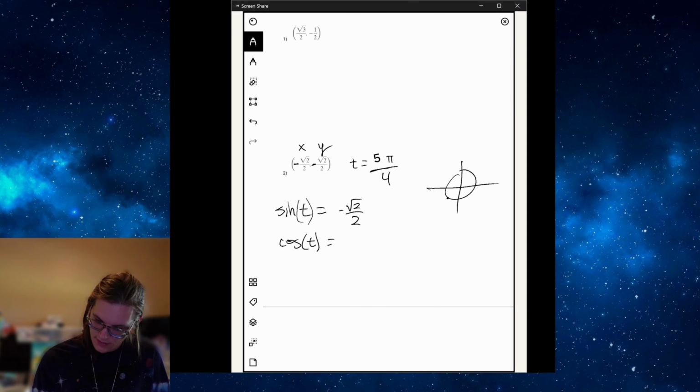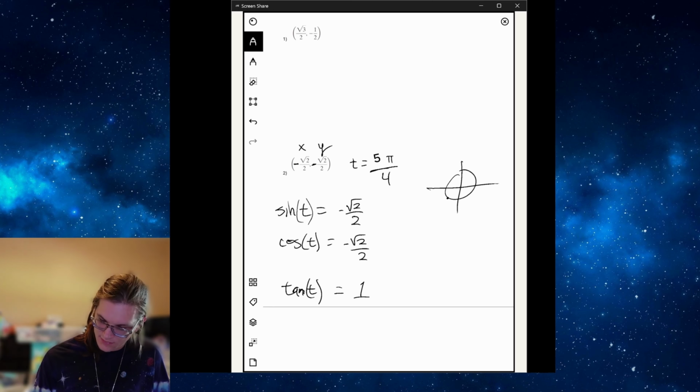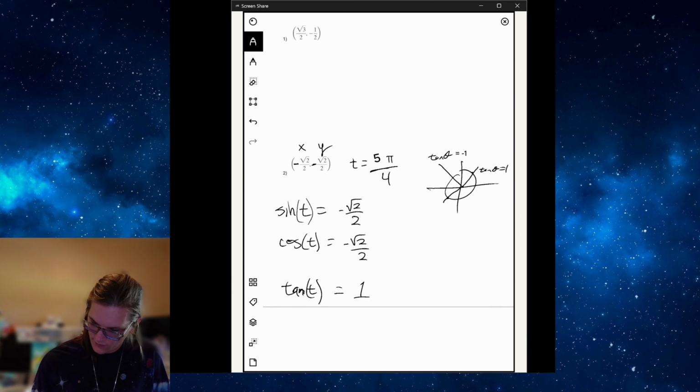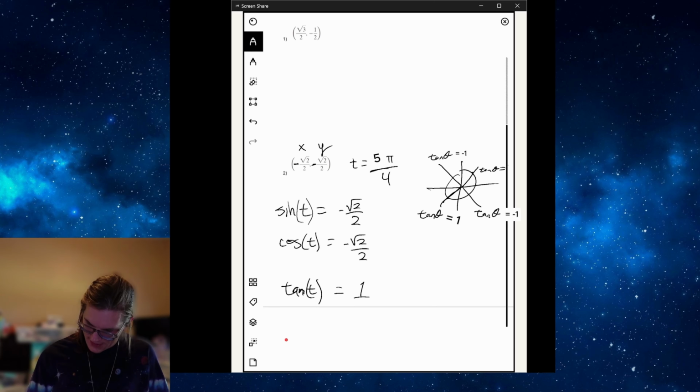Cosine, the x value, tangent. I can quickly just glance and say it's going to be 1. If you want to write it out for yourself and see, I'm just going to say that any 45-degree reference angle, the tangent function will either be 1 or negative 1, depending on the signs. Tangent equals 1, tangent equals negative 1, tangent equals 1, tangent equals negative 1. And cotangent also equals 1.